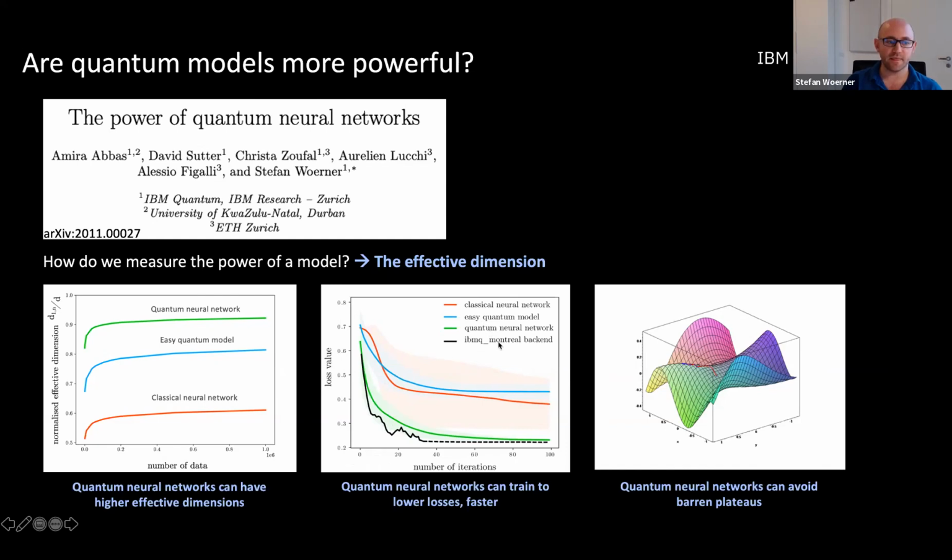And then the black line is actually the training of a real quantum device on this task. And you see that the green line decays significantly faster than the other two, and the black line nicely follows this behavior. So quantum neural networks have higher effective dimension, but they can also be trained to a lower loss faster. So this is pretty nice.